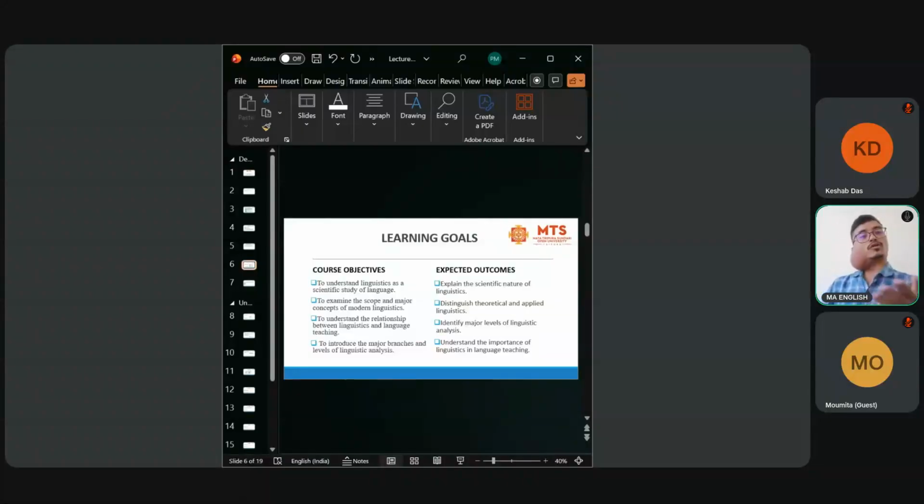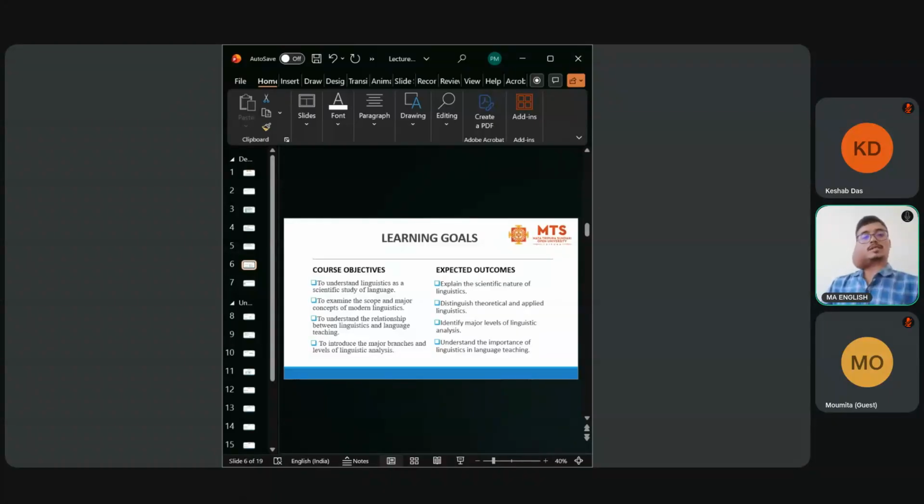So there are 4 course objectives for this lecture, for this block. The first one is to understand linguistics as a scientific study of language. Second, to examine the scope and major concepts of modern linguistics. Third, to understand the relationship between linguistics and language teaching. And fourth, to introduce you to the major branches and levels of linguistic analysis.